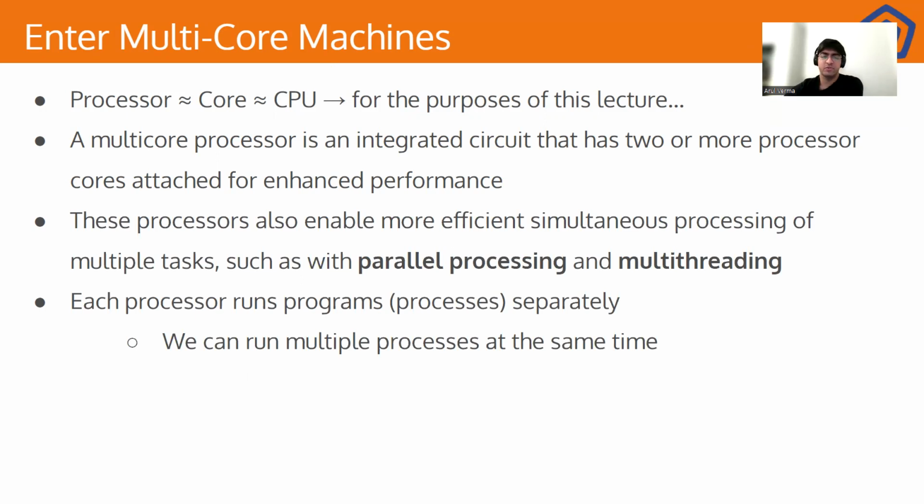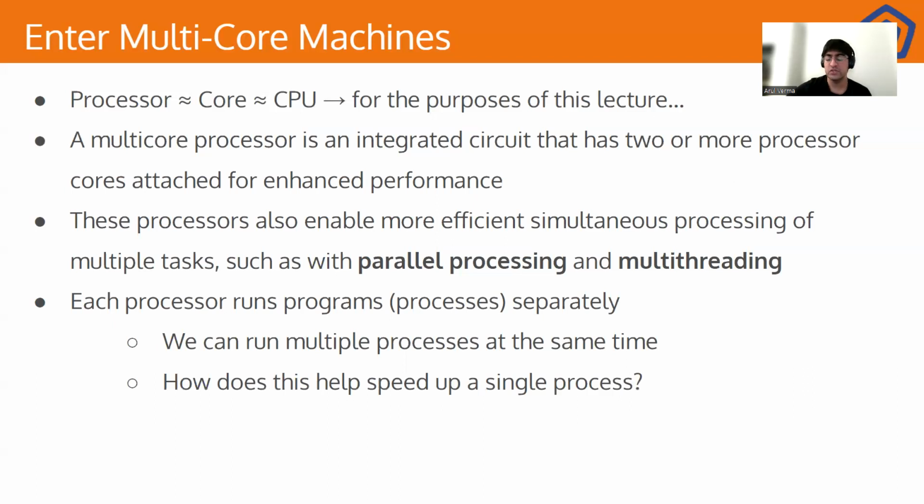And in that sense, if you have multiple cores, each core can focus on a singular process, allowing you to do separate things. But the question is, how does this help speed up a singular process? If each core can focus on exactly one process at a time, then there's no efficiency being built into a singular process, because each program can only be focused on at a singular time. So having the capability to run multiple processes does not speed up a singular process.